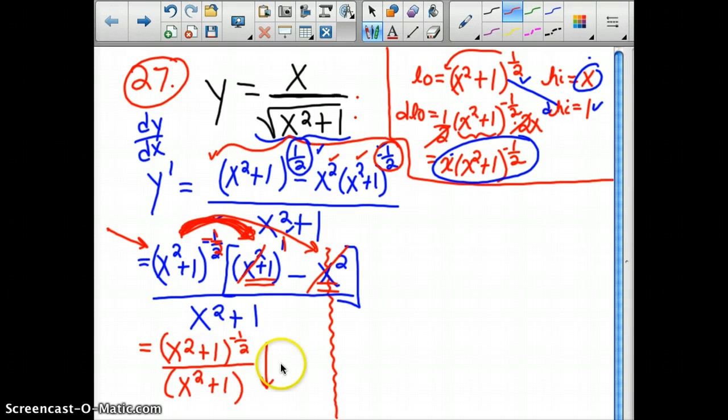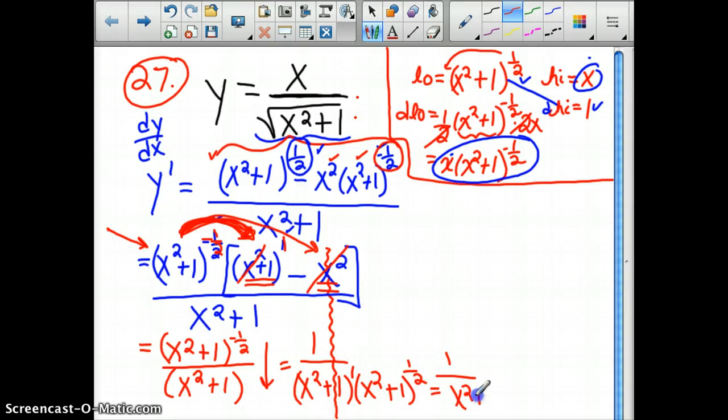They get sent down to the basement to be more positive. So when I clean this up, I'm going to get 1 over x squared plus 1 times x squared plus 1 to the 1/2, which is 1 over, and again another algebra rule, x squared plus 1 to the 3/2. And that's my final answer taking that route, and that's the route that CalcChat will take you on.